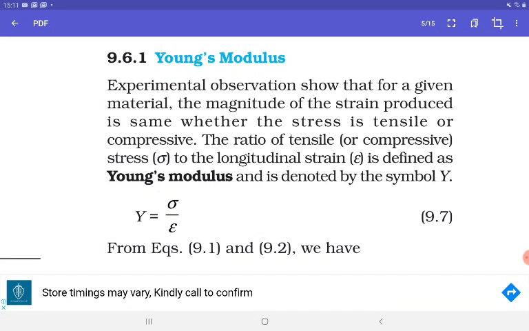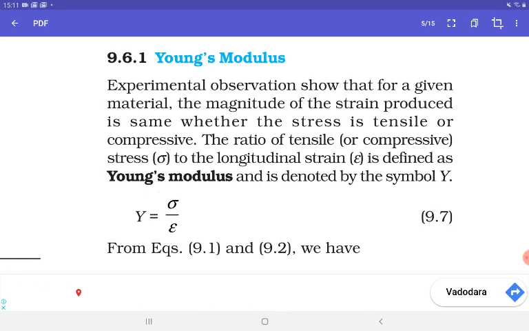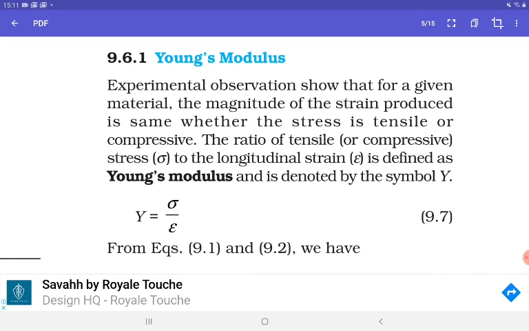In the previous video, we have just started our chapter number 9 and we have just understood the stress-strain curve and Hooke's law. Today we are going to understand about the Young's modulus.